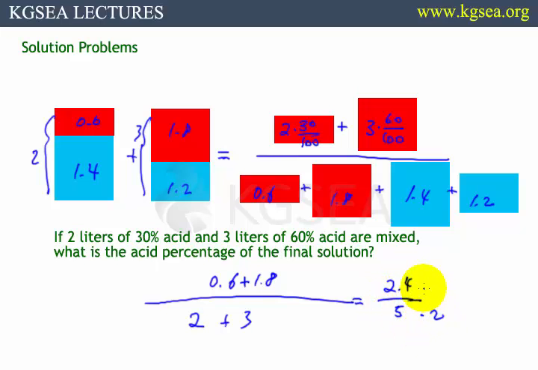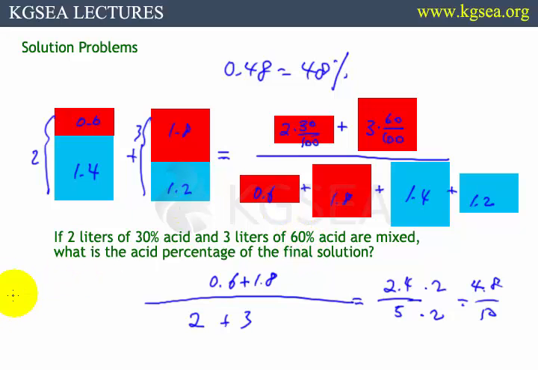It's always easier to multiply by 2 to get 10 on the bottom. If you have 5 on the bottom, just multiply by 2, and you get 4.8 over 10. So 0.48 is what we get, a 48% solution, which makes sense. It's somewhere between 30 and 60. If they were mixed 1 to 1, the percentage would be right in the middle, 45%. But this one had an edge. The stronger one had a little more volume, so it moved toward the higher one.